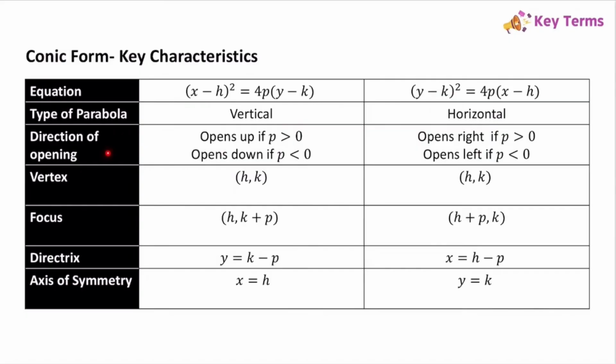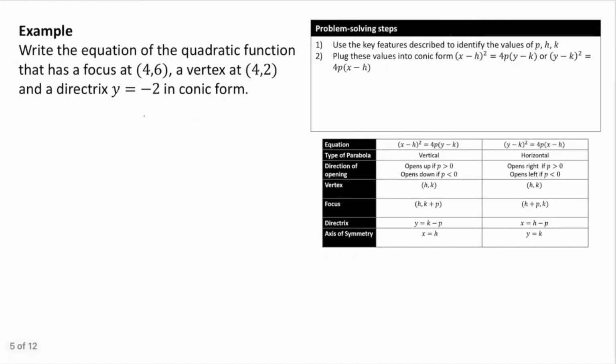We can identify the direction of opening, the vertex, the location of the focus, the equation of the directrix, and the equation of the axis of symmetry. So let's start off with this example. Suppose we want to write the equation of the quadratic function that has a focus at (4, 6), a vertex at (4, 2), and a directrix y equals -2 in conic form.